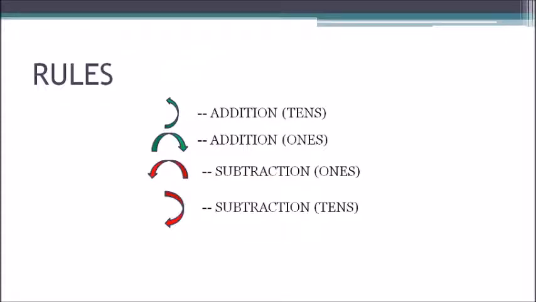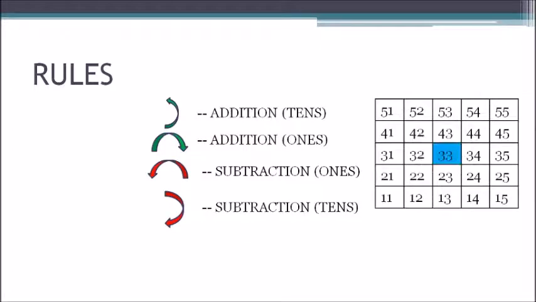Let's understand it with a number table. There is a small number table given here starting from 11 up to 55, and we are present in the number 33. So if someone asks you to add 2 tens, then what you have to do, we have to go one step towards the up in that column. So when we'll take one step, we'll reach to 43. When we'll take another step, we'll reach to 53. So answer will be 53.